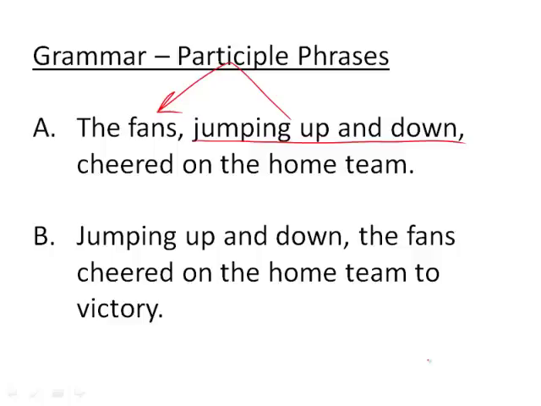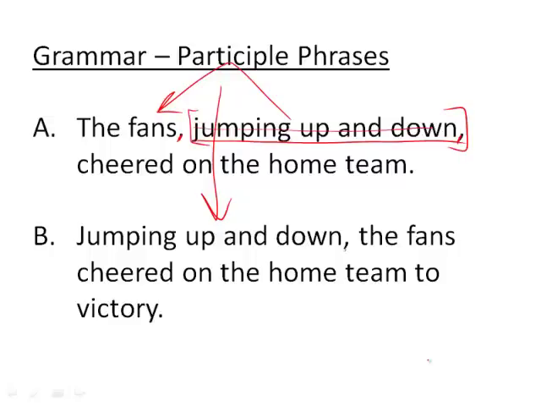Now this participle phrase can also be moved to the front of the sentence the way it is here. Jumping up and down, the fans cheered on the home team to victory. You'll notice in both cases I use commas. Here I set off this phrase, and this is a non-essential phrase, so the fans cheered on the home team is fine. We could get rid of this information and not really be confused as to who the fans are. But in terms of participle phrase land, we leave it in here because it tells us something about the fans.